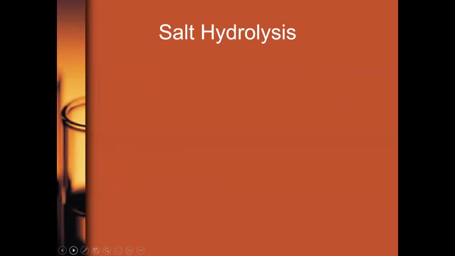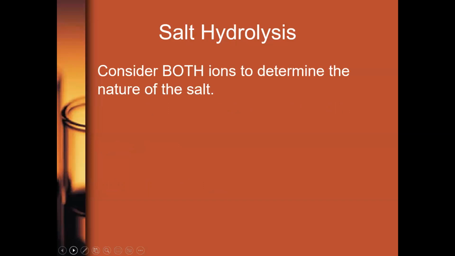Now, when looking at salt hydrolysis to determine if this is acidic or basic, you have to look at both ions to determine the nature of the salt. It's possible that the cation is acidic and the anion is neutral. It's possible that the cation is neutral and the anion is basic. It's possible that they are both neutral. It is also possible that one is acting as acidic and one is acting as basic. So you have to look at both of those to determine it.